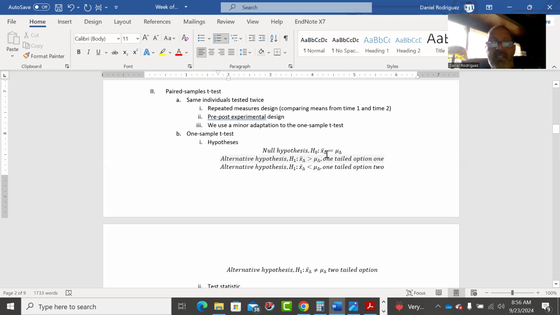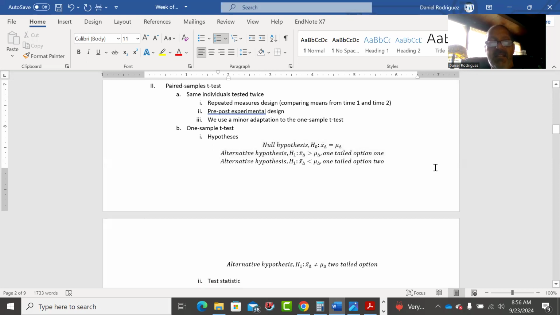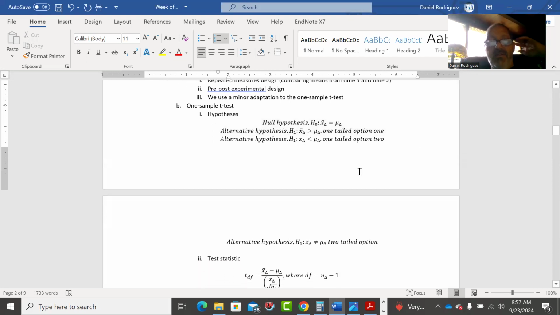The only difference you'll see is this little triangle here. That's a delta. Delta means change, right? So the null hypothesis is the mean change from the sample is equal to the mean change from the population. The alternative hypothesis is the mean change from the sample is greater than the mean change in the population, or it could be less than the mean change in the population.